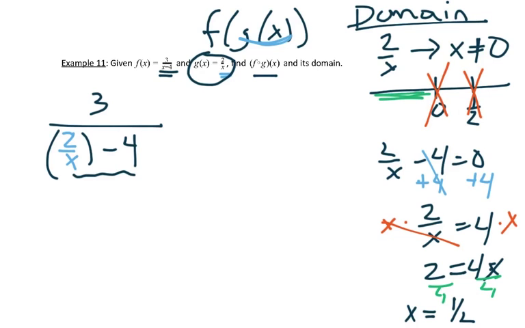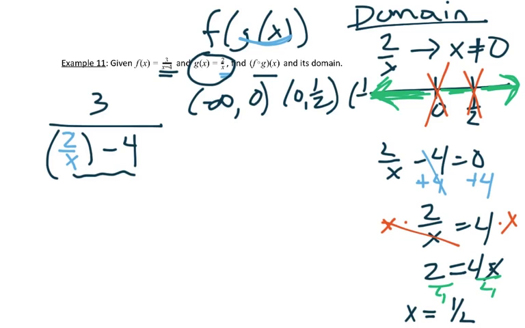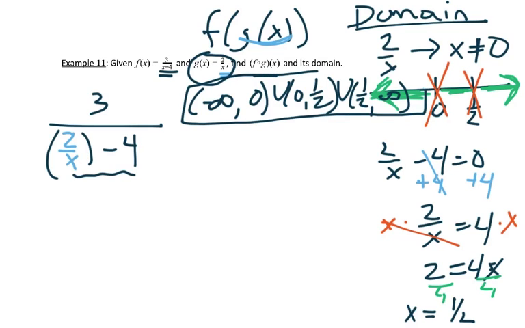That means our domain is this section to the left of 0, between 0 and 1/2, and bigger than 1/2. So to write that, we would write negative infinity to 0, 0 to 1/2, and 1/2 to infinity, with unions between the sections. So this is our domain.